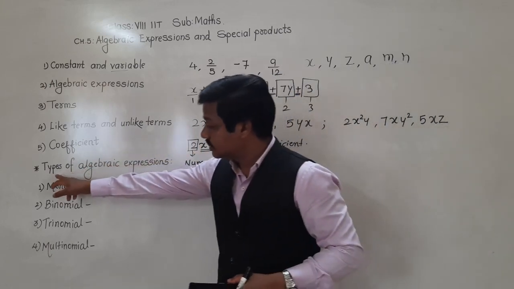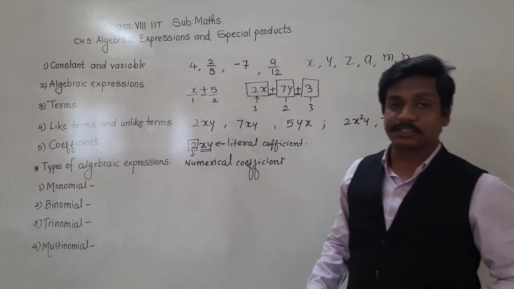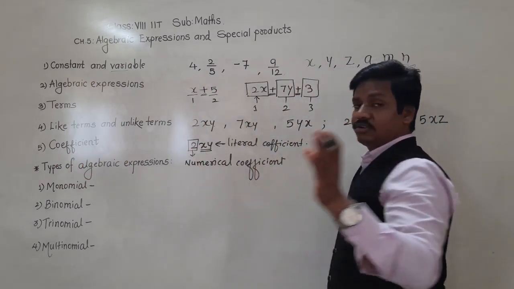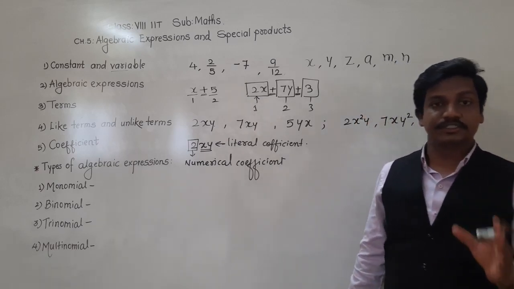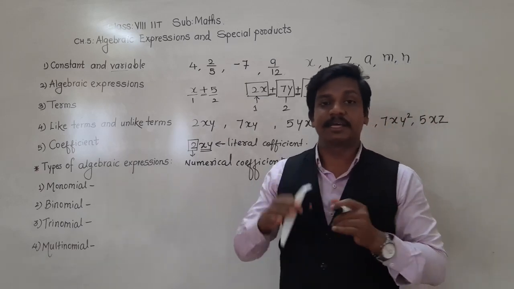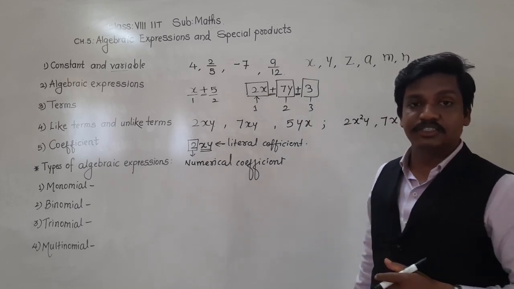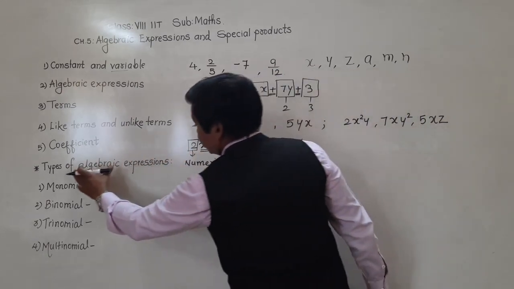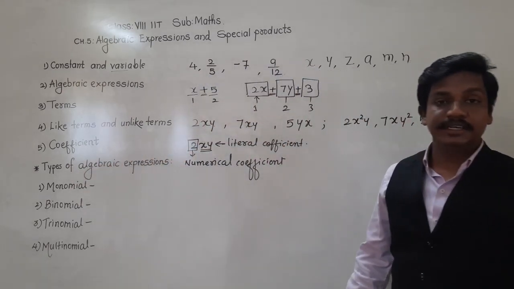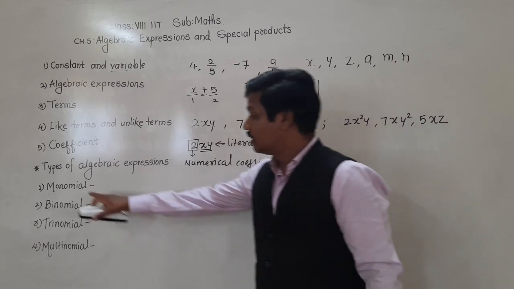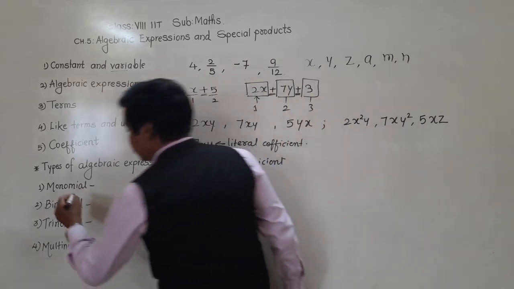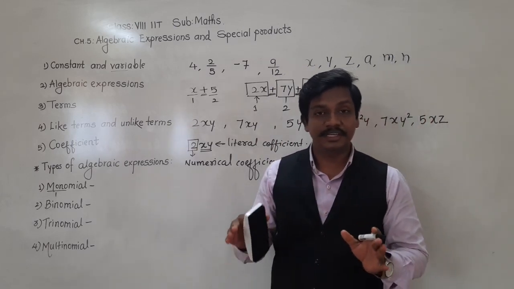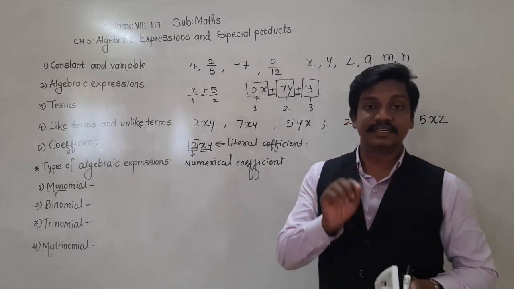The next term is types of algebraic expression. Now we have seen here, algebraic expressions means what? X plus y. The combination of variable and constant joined or connected by basic mathematical operators are said to be algebraic expressions. Here we have some types of algebraic expressions. First type is monomial. Mono means one.